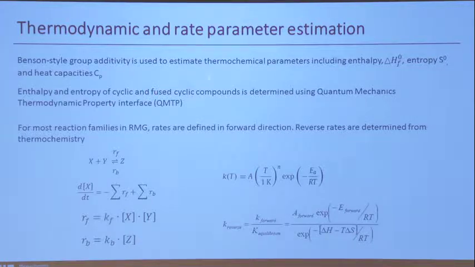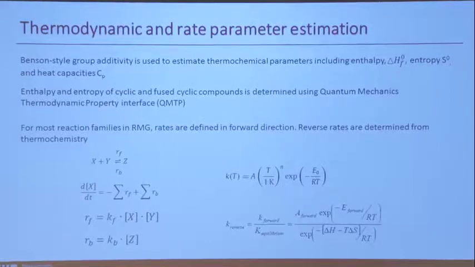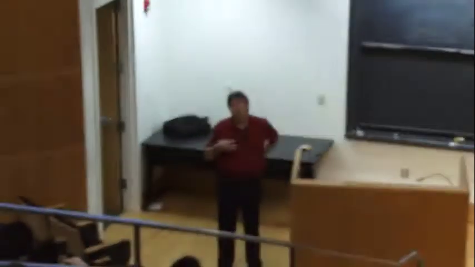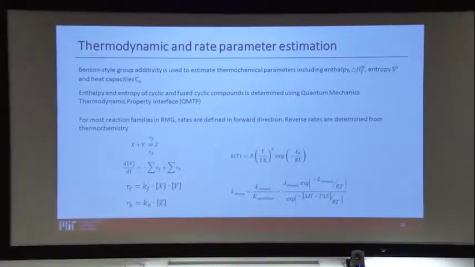For cyclic and fused cyclic compounds, especially fused cyclic, the group additivity method doesn't work very well, and we have a lot of extra headaches. Fused cyclics are intrinsically three-dimensional, but we're trying to represent them as two-dimensional. So fused cyclics are a nightmare, actually. This last year, a lot of my students in my group have been working really hard on trying to find better methods to calculate the thermodynamic properties of fused cyclics. And some of them in the audience, you can talk to them.